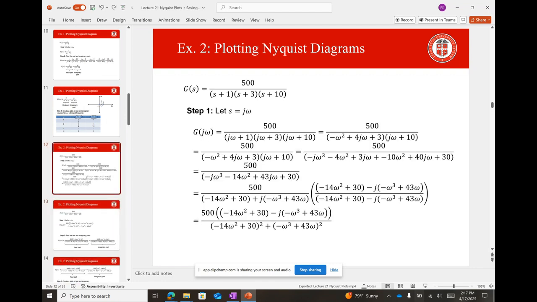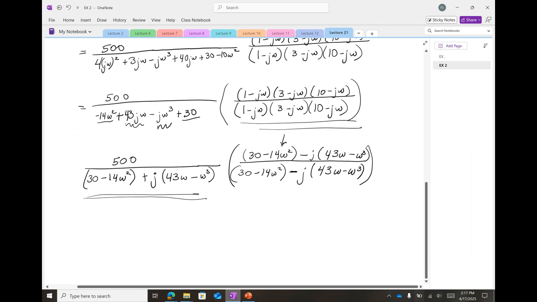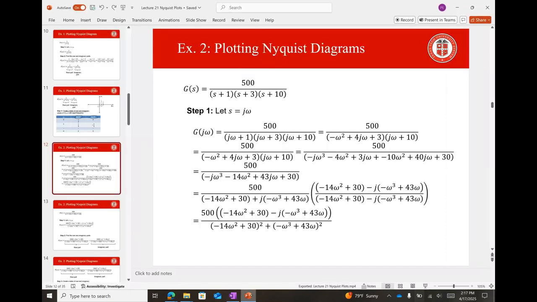Okay, I was going over this example. So we started with g of s is equal to 500 divided by (s plus 1) times (s plus 3) times (s plus 10). So let me try to detach this keyboard without deleting anything. Okay, good. So we got up to this step where we're ready now to multiply by the complex conjugate. That's actually this step right here if you're following along in the lecture notes.